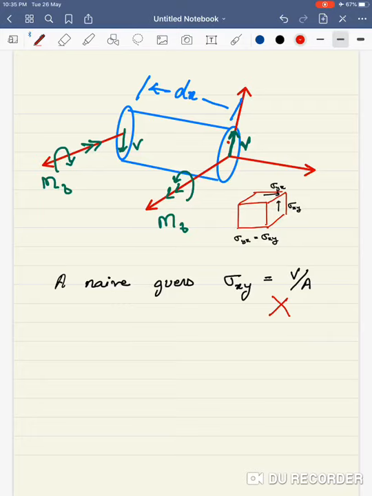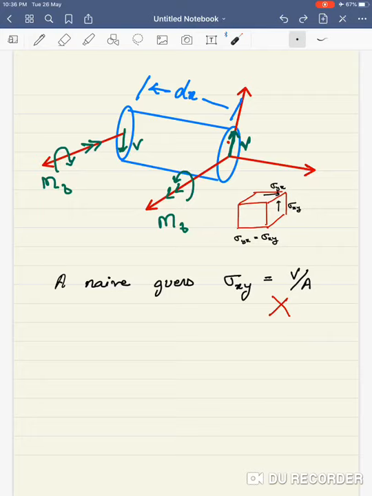Interestingly, we'll come back to this particular point at a later stage. So we have realized that we cannot use this kind of a simple guess, and that doesn't work in this particular case. All this has to do with the fact that you now need to balance the shear stresses, they have to be equal, etc. So what do we do now?